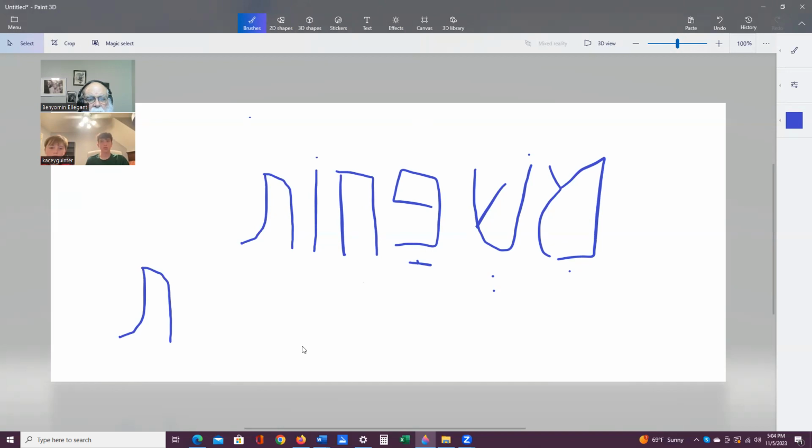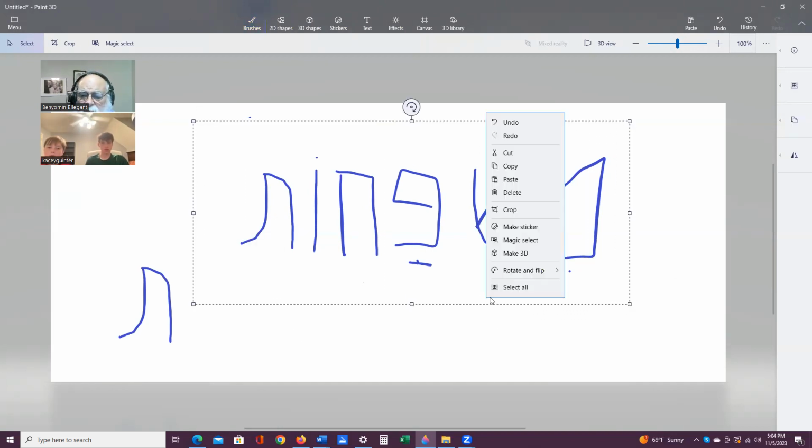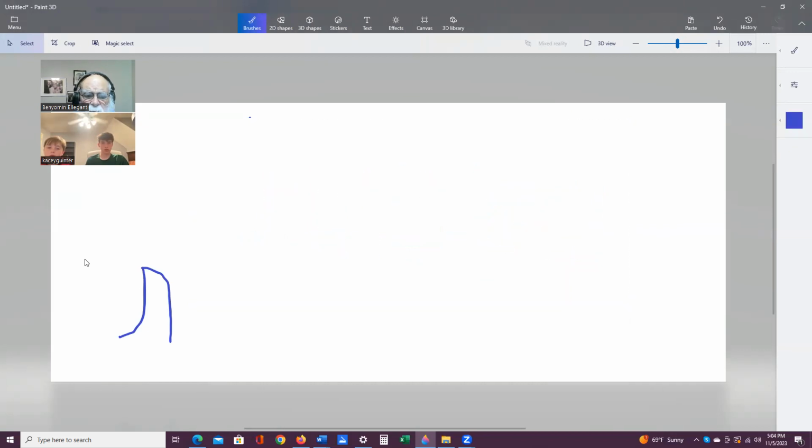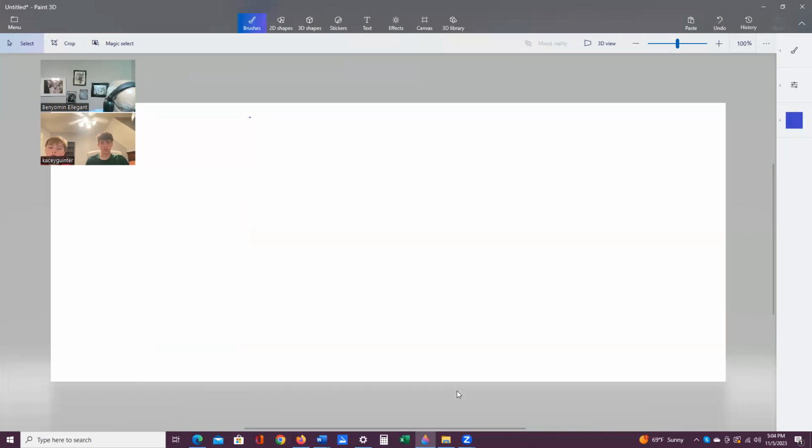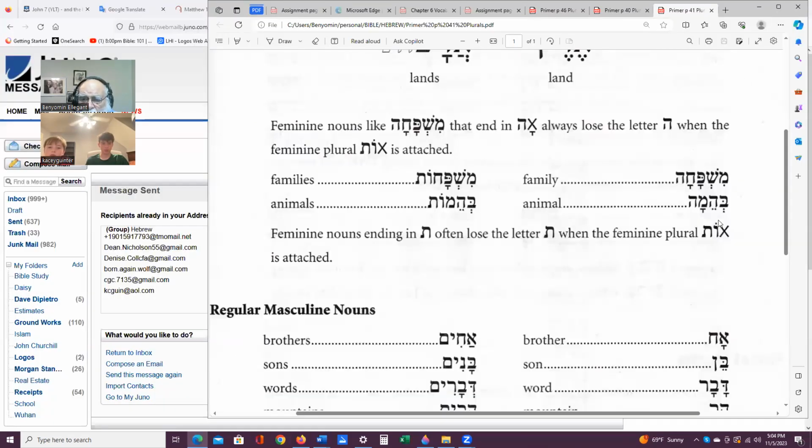You're seeing some vowel changes, and you need to become familiar with those. Now let's look at the regular masculine nouns. You see the other example: behema, behemot. You got the ah ending changing to an ot ending.